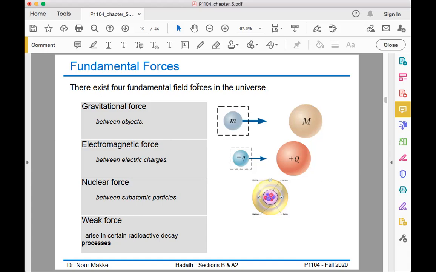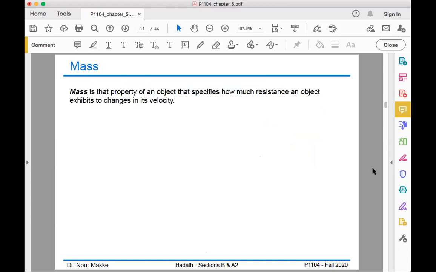So in our case, we're going to deal mostly with the gravitational force. The other forces we're not going to discuss. So we have introduced the force, which is the first concept we talked about. Now let's introduce the mass.